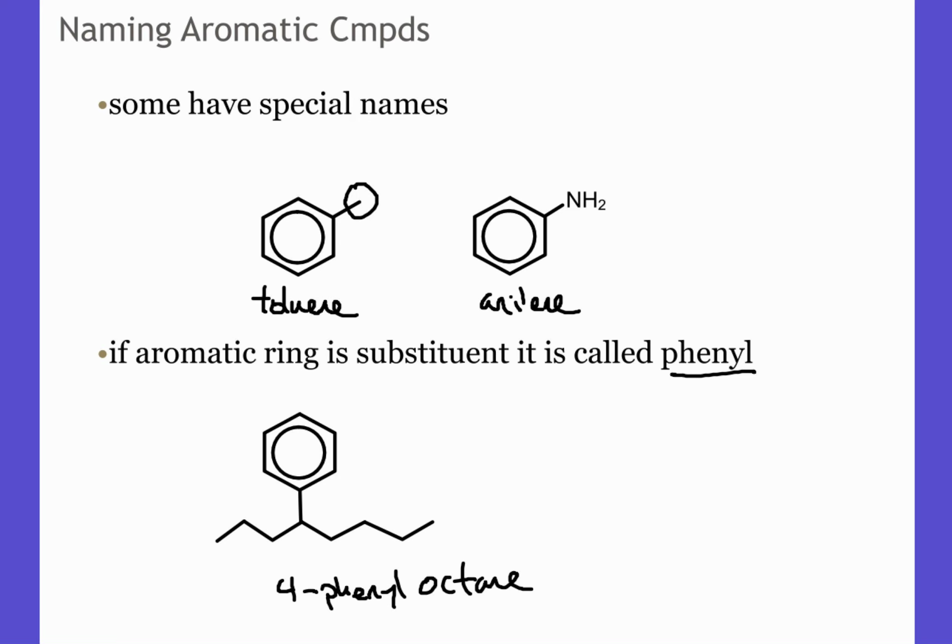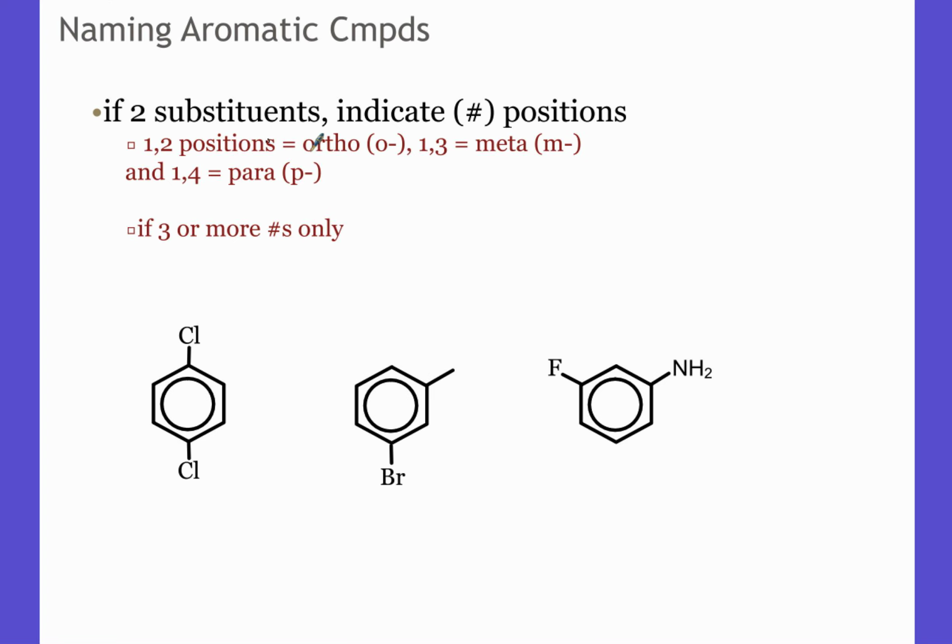Otherwise, our next problem is I might have 2 substituents or 3, right? If you have 2 substituents on a ring, you can use special names, right? Because this chlorine and this chlorine on this ring are opposite of each other. One's on the 1 carbon, the other one's on the 4 carbon. There's a special name for that. This is a dichlorobenzene.